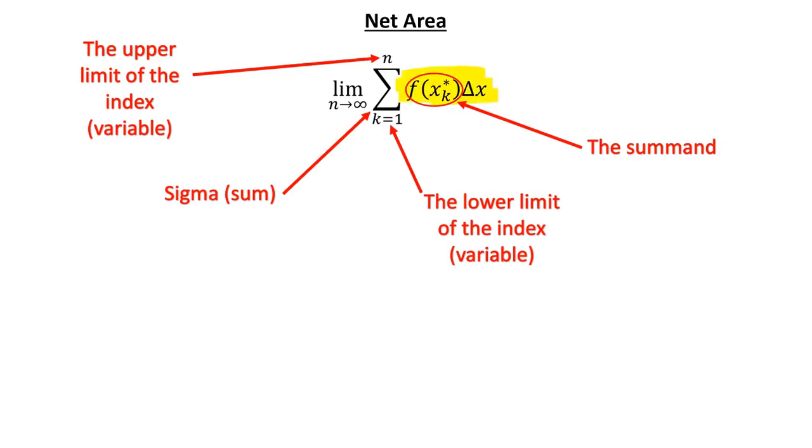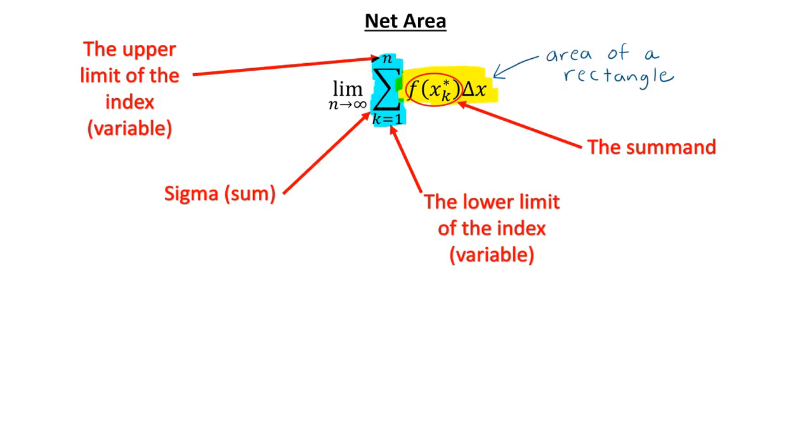Well, let's start with the most familiar piece. That's the piece you see highlighted here in yellow. This portion of the formula should look familiar to you because it is just the height of a rectangle multiplied by delta x, the width of the rectangle. So this portion of the formula represents the area of a rectangle.